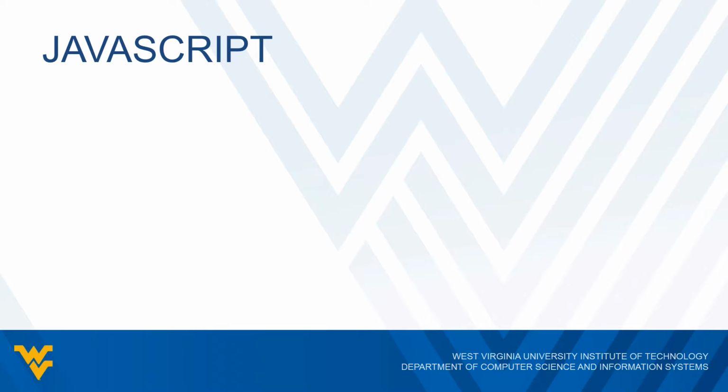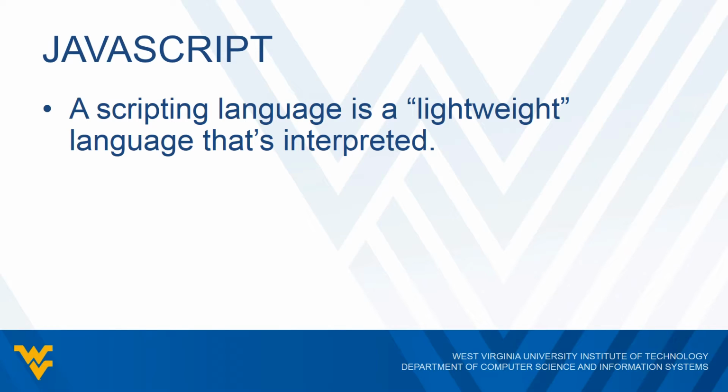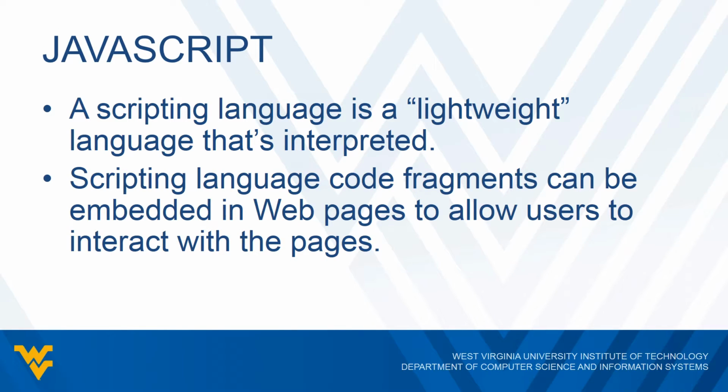The last language we're going to talk about is JavaScript. Now, a scripting language is a lightweight language that is interpreted. So it's translated and then executed statement by statement. These scripted language code fragments can actually be embedded in web pages. And this would make those pages active rather than just static.